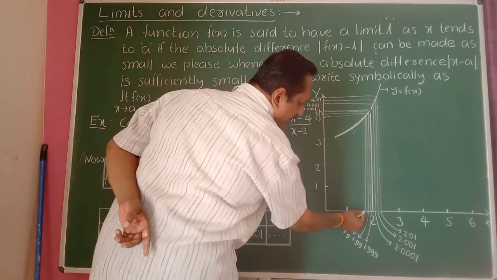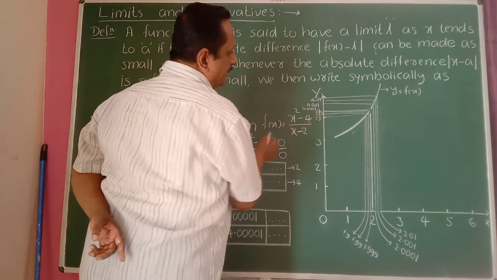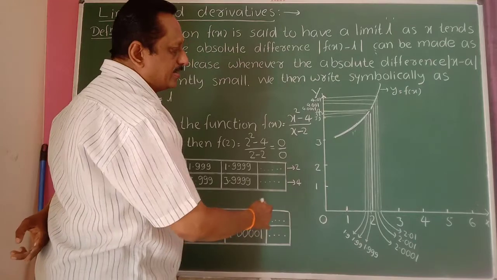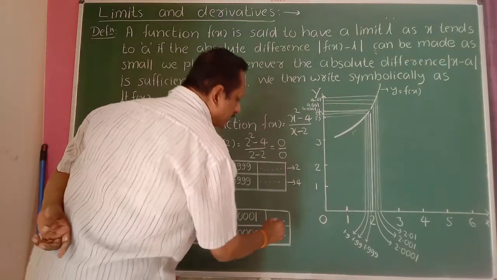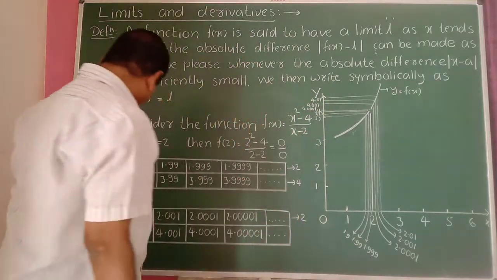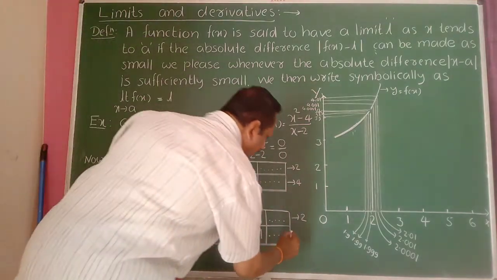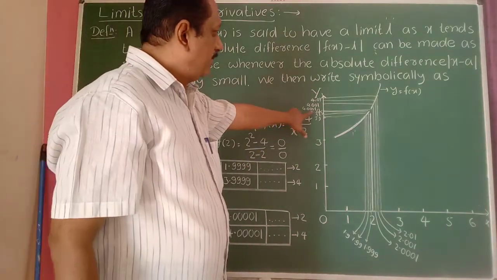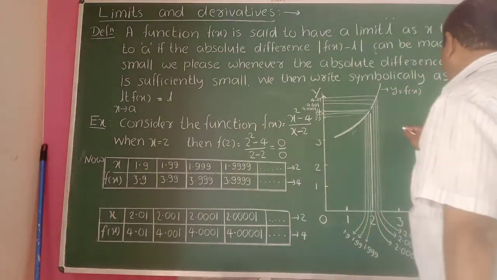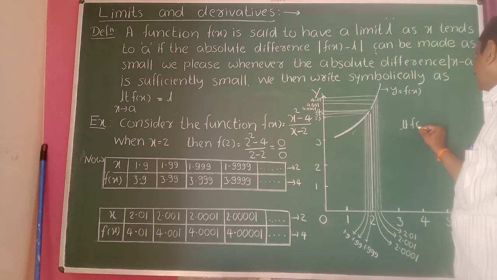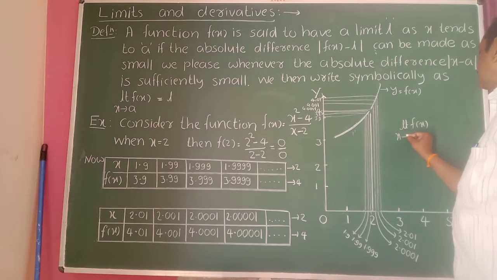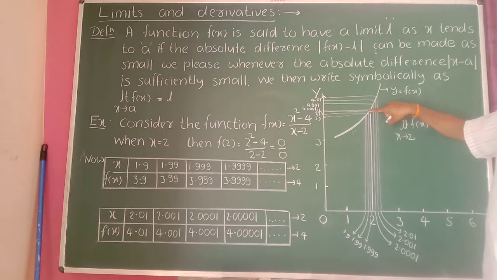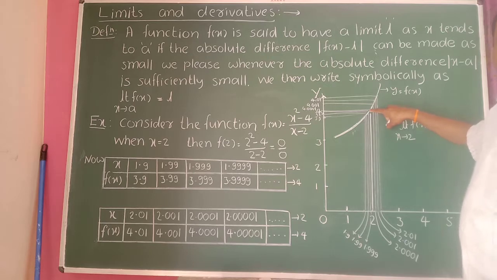Therefore when x tends to 2 from the left hand side, f of x tends to 4. When x tends to 2 from the right hand side, in this case also it tends to 4. In both cases it is 4. Therefore we can say the limit of f of x as x tends to 2 is equal to 4. It is not exactly 4 here, but tending to 4.